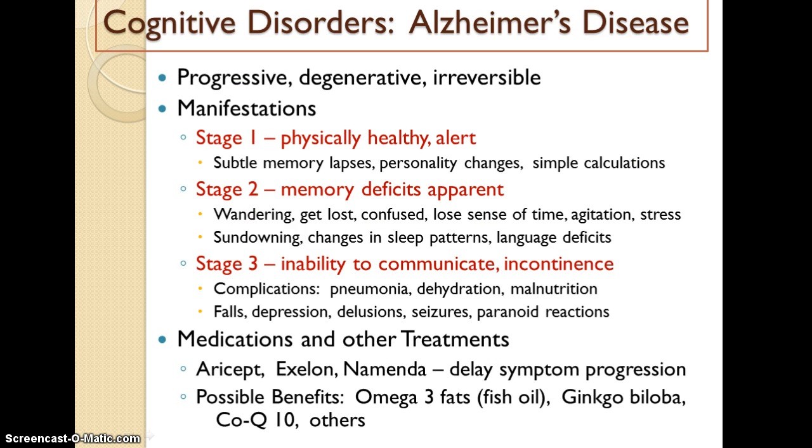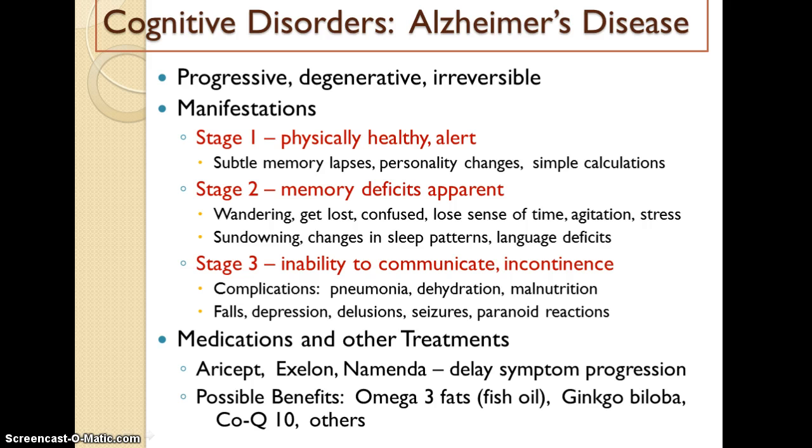Alzheimer's disease is a progressive, degenerative, irreversible disease. Like I said, it has different stages. It starts usually with a physical health alert, subtle memory changes, personality changes. Things that you used to find easy to do are no longer easy to do.